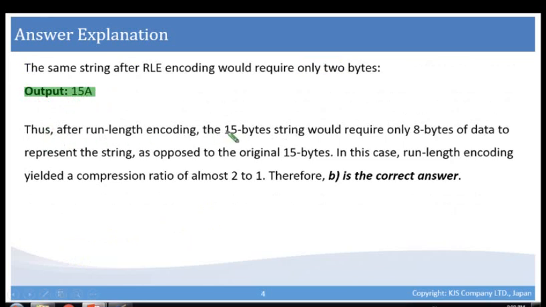Thus, after run length encoding, the 15 byte string would require only 8 bytes of data to represent the same string. In this case, run length encoding yielded a compression ratio of almost 2 to 1, and therefore we're able to compress these 15 A's down to almost half as much data as we used before. So therefore B is the correct answer.